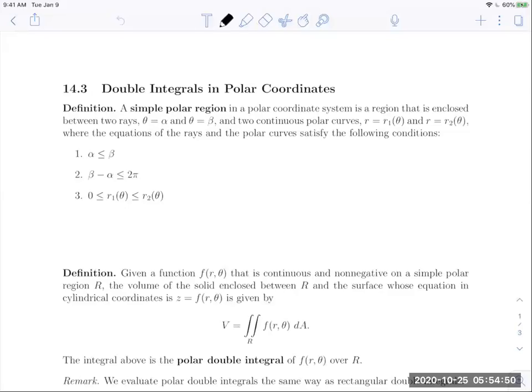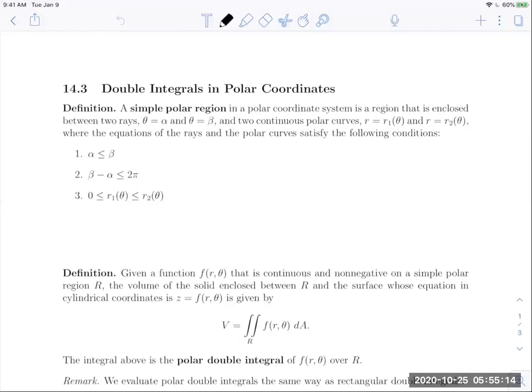In the previous two sections, we have discussed how to compute double integrals over both rectangular and non-rectangular regions. We still want to maintain our concentration on double integrals, but in this section, we're going to focus on how we can utilize polar coordinates to simplify our computation for various double integrals. So first, let's define what we mean by a simple polar region.